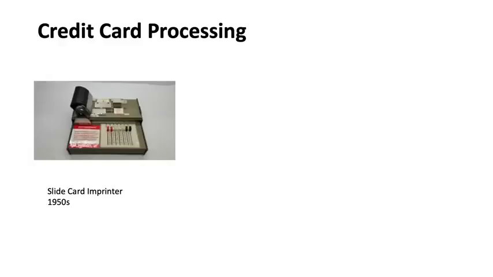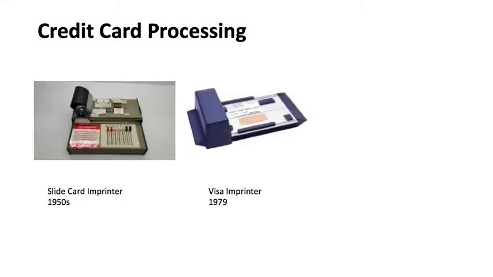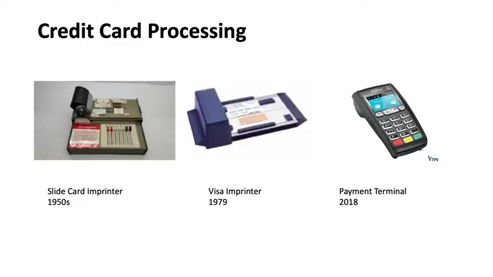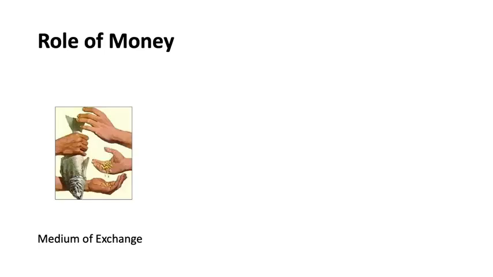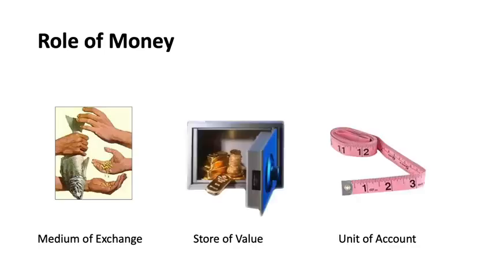That was the processing machine from the 1950s. I made it too small, sorry. Visa made it better. And then, of course, that's what we all see today, how your cards get processed. So the role of money we've talked about, so I'm going to skip over that. But now the characteristics of money. What makes a good money? We talked about some of this earlier.